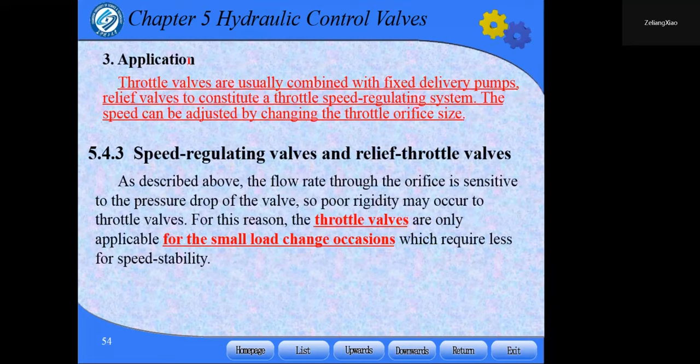In application, throttle valves are usually combined with fixed delivery pumps and relief valves to constitute a throttle speed regulation system. The speed can be adjusted by changing the throttle orifice size. As described above, the flow rate through the orifice is sensitive to the pressure drop of the valve, so poor rigidity may occur. For this reason, throttle valves are often applicable for small load change occasions, which require less stability.